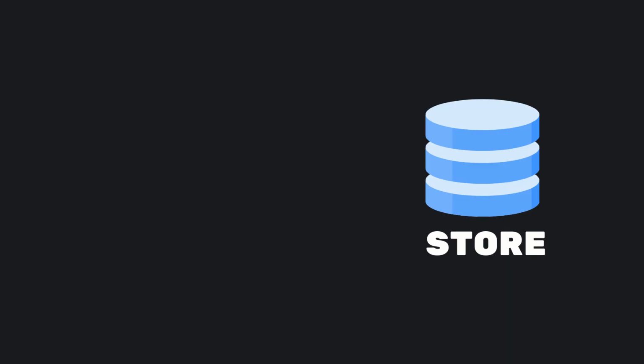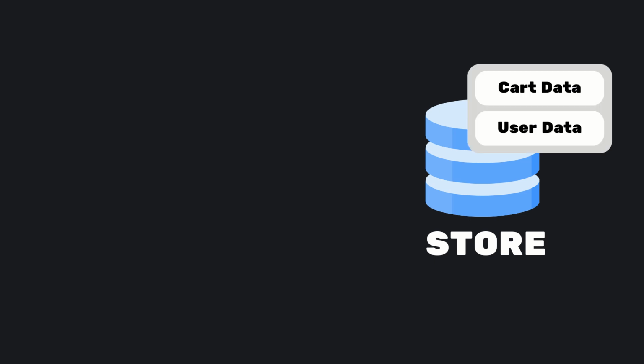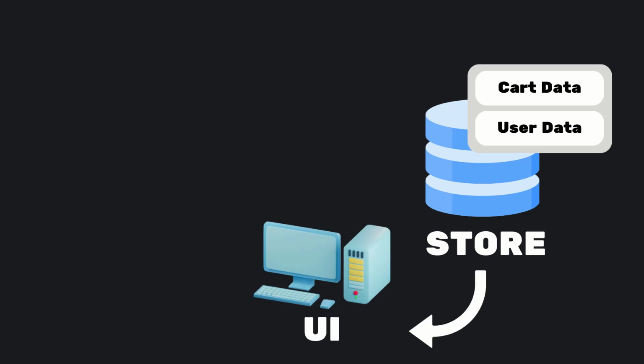At the center of Redux is the store, where your entire application state is stored. The store can be broken up into multiple slices. You might have a user slice where details about your current user are stored, and a separate cart slice with details about the products in their cart. Think of the store like a database, and a slice is like a table inside that database. This store supplies data to the UI, which renders it and shows it to the user.